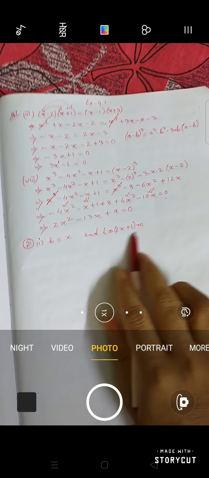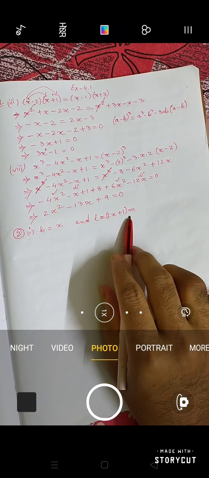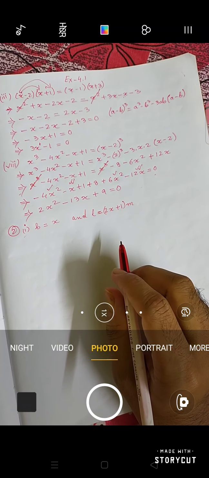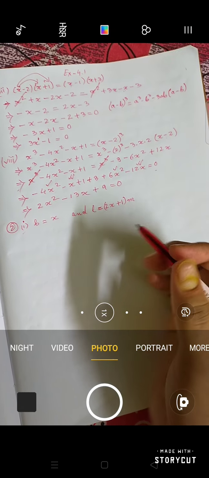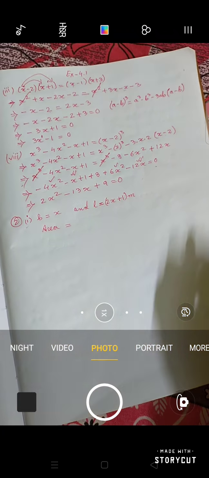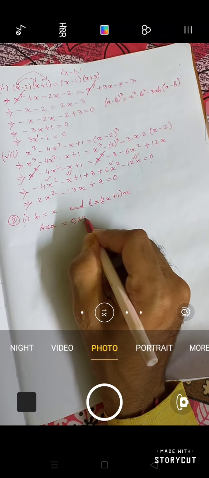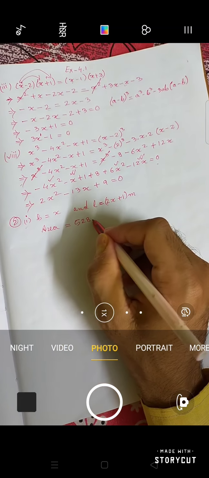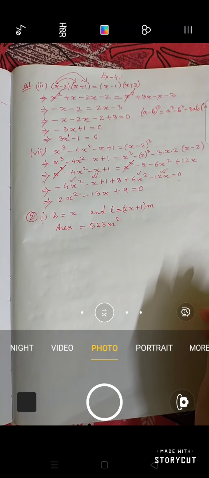Okay, so this is the breadth, this is the length. I have done the shortcut. So breadth is this, length is this. Now in the question it was said that the area of a rectangular plot is 528. So we'll write area of a rectangular plot equals 528 meters square. Any problem?